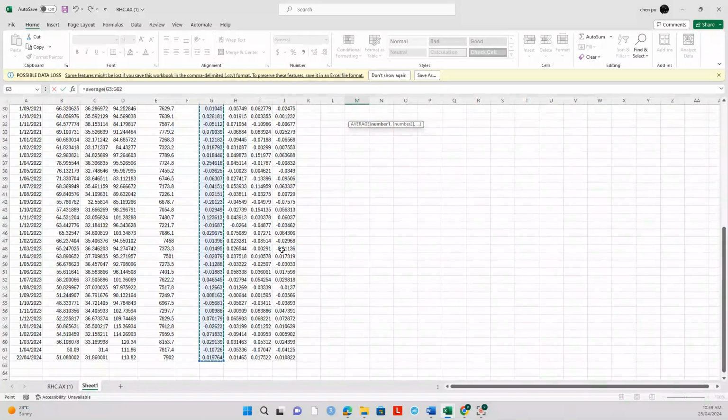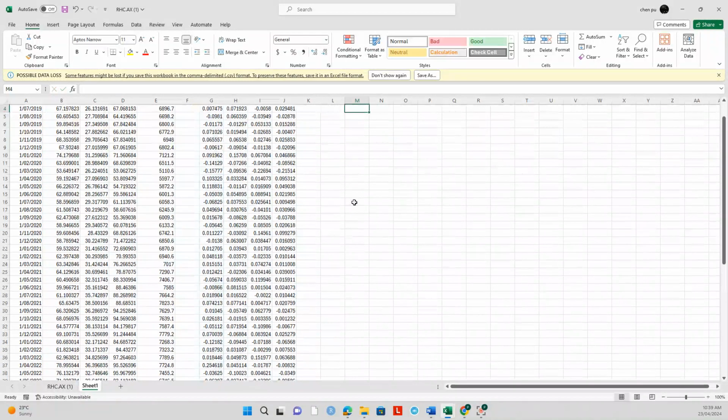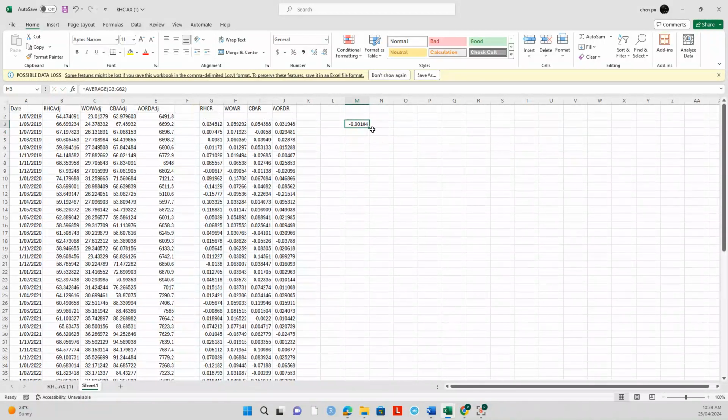So, and this is our average return of RHC. If I check the formula here, this will be the average return of Woolworth, average return of CBA, and average market return of all ordinaries. So this is average, or we call it mean.